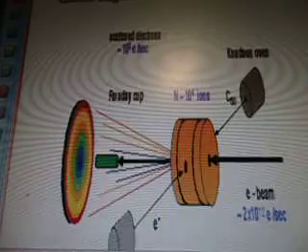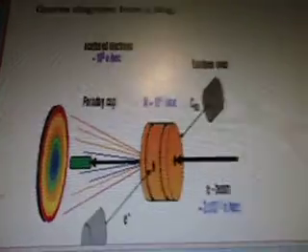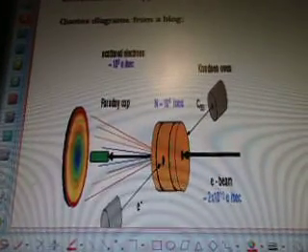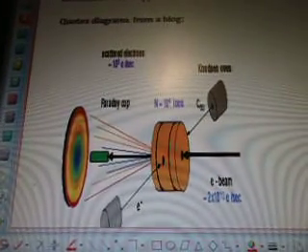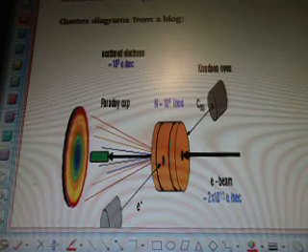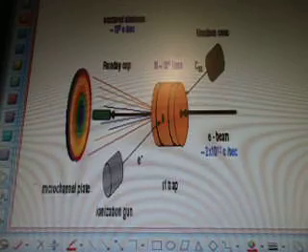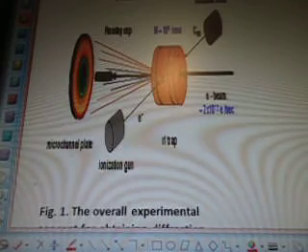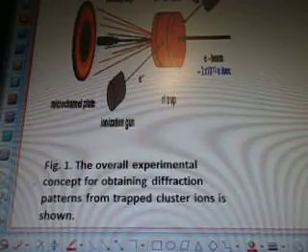Quotes and diagrams from a blog. So here's a diagram of some scattered electrons. It says 10 to the power 3 e/sec. Nuts in oven, Faraday cup, E-beam, RF trap, ionization gun, and microchannel plate.